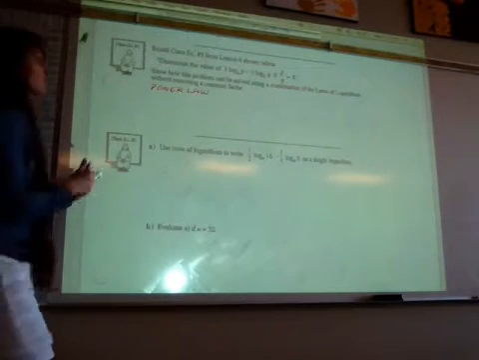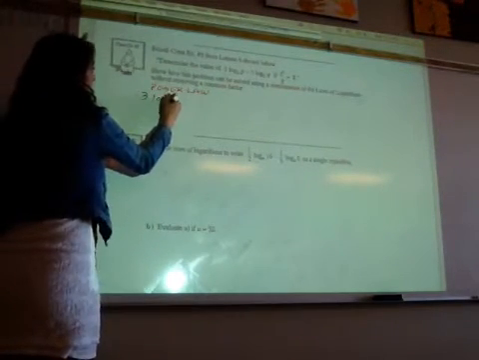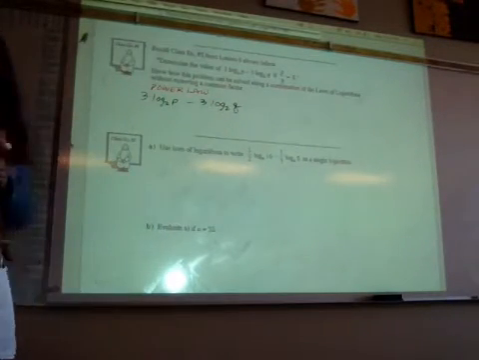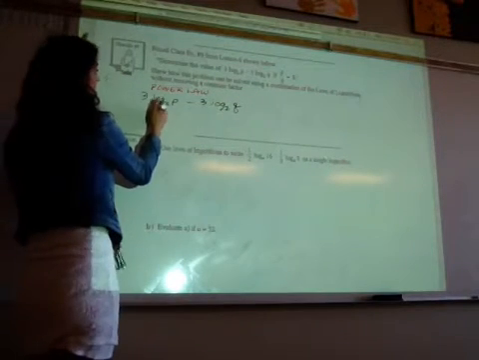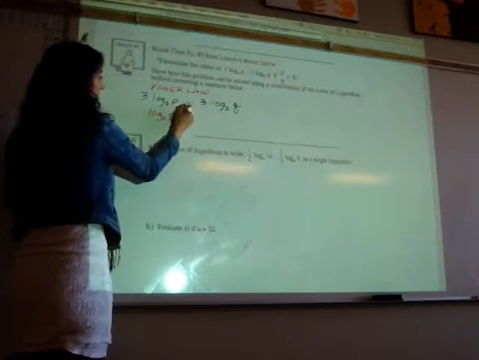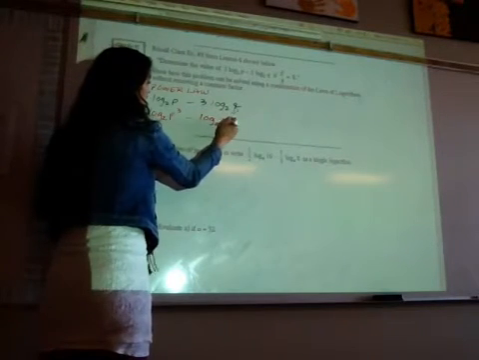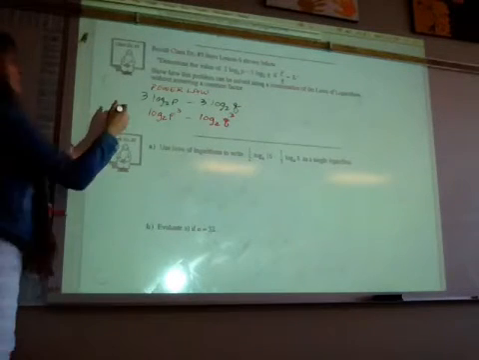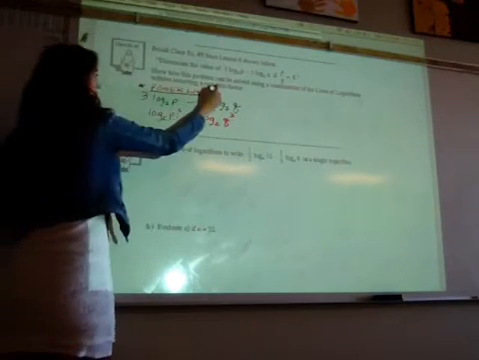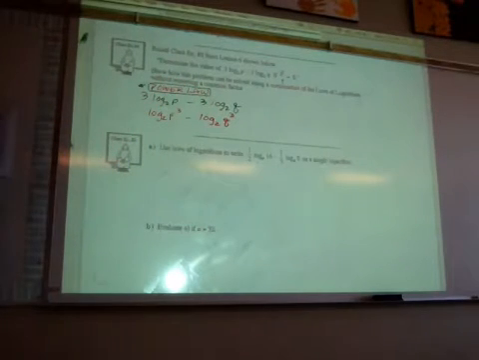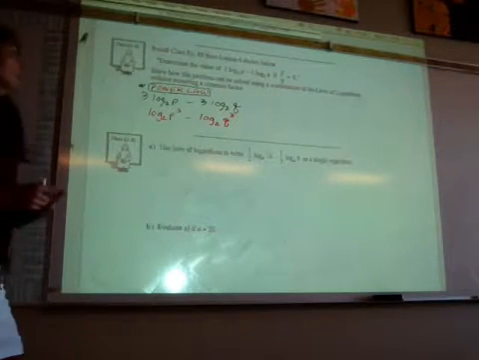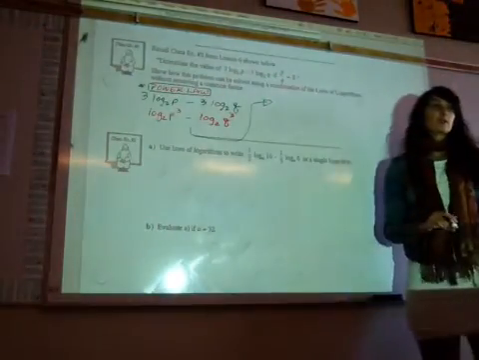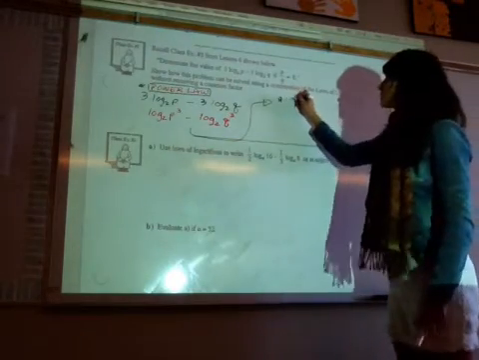Okay, so what can I do with those 3's out front? Good, I can use the power law and make them the exponents. So I would end up with log base 2 p to the power of 3 minus log base 2 q to the power of 3. So first I applied the power law. Then we're going to take this, and we're subtracting two logarithms with the same base, so I can use the quotient law.